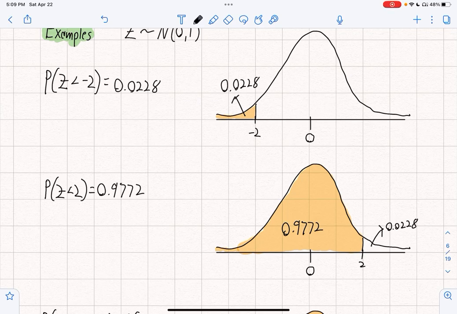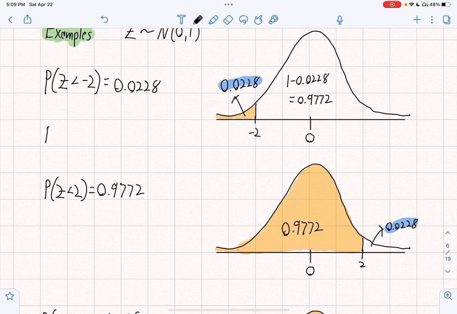So actually, it looks like I forgot to do that here. So 0.0228. So if I want the area of this unshaded part, this would be 1 minus 0.0228, and that would be equal to 0.9772. And this also just highlights some of the symmetry ideas. You can see 0.0228 here and 0.0228 over here. And that's just because of symmetry.